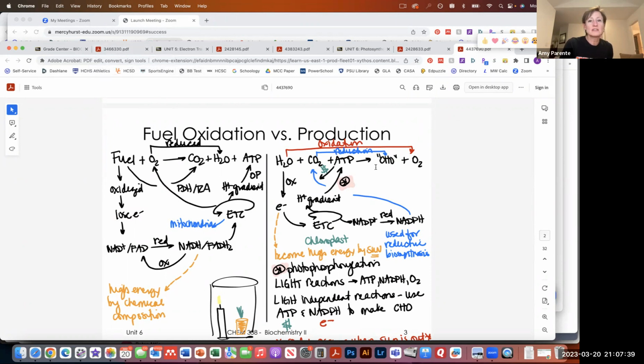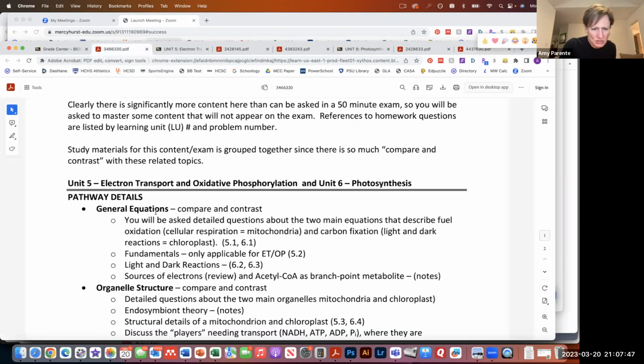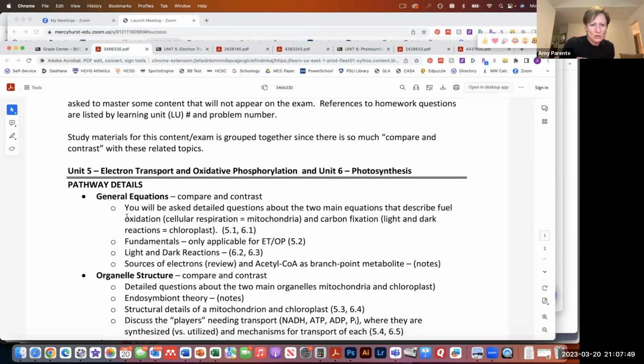So I would know these equations, how things are connected and sort of do their biochemistry. Let me see what else I have here. So fuel oxidation and then carbon fixation. So both light and dark reactions in the chloroplast. There's only a fundamentals quiz on electron transport and oxidative phosphorylation.